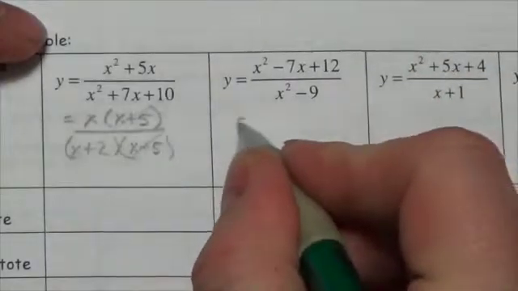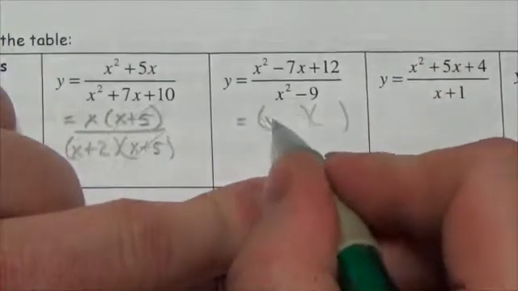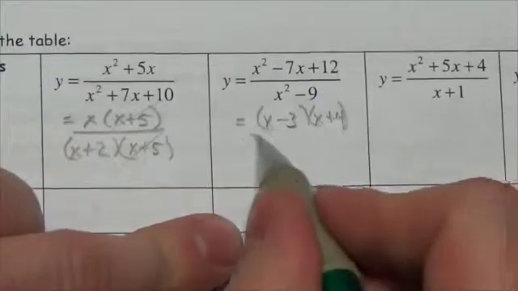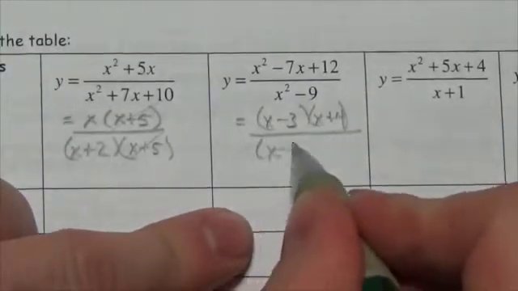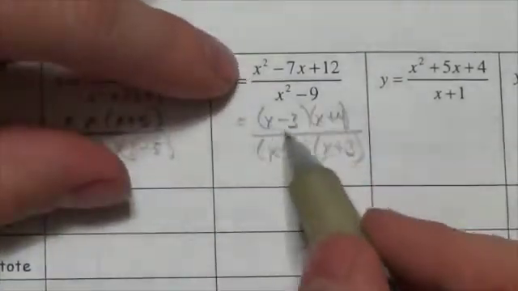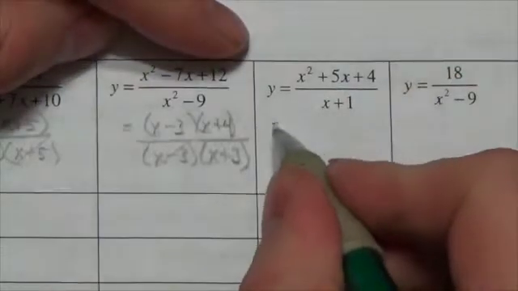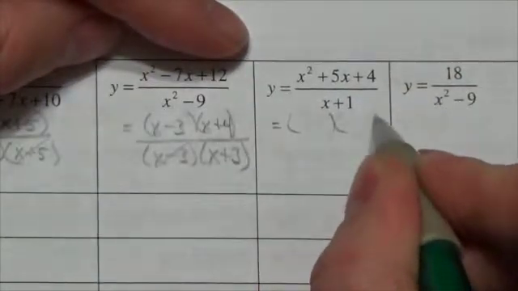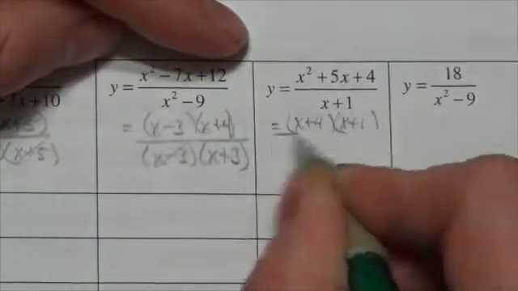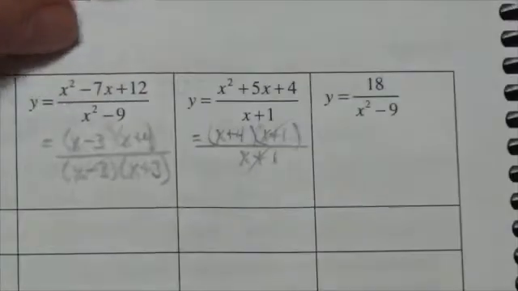Here, what do we got here? We got a positive 12, and that's going to negative 7. So this has got to be negative 3 and positive 4 as my factors. And then the denominator is a difference of squares, so x minus 3, x plus 3. Okay, and then I can see again those two are going to cancel. Here, actually we've already seen this one in this lesson. This is going to be x plus 4, x plus 1, all over x plus 1, and then those will cancel.